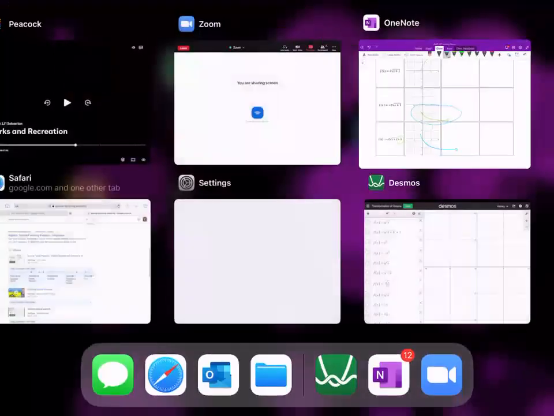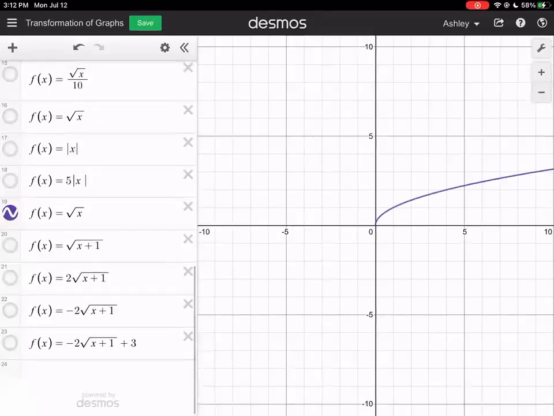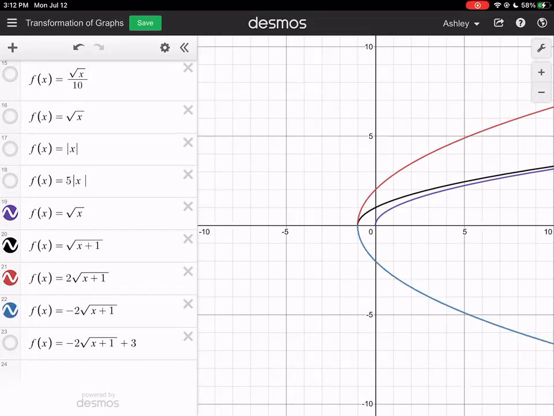Again, if we go back to Desmos, we can graph the original function, square root of x, move it to the left 1, vertically stretch it by a factor of 2, reflect it through the x-axis, and then move it vertically 3. Take some time to work through these on Desmos and let me know if you have questions.